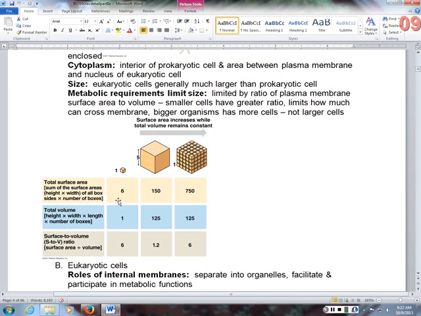So this is showing it here, where you do a comparison of the surface area being 6, 150, and 750. If you have one small cell here, your surface area is 6. If you have a big cell, it's 150. But if you make that big cell a whole bunch of small cells instead, now your surface area goes up to 750. So it's much more efficient to have multiple small cells than one big cell.